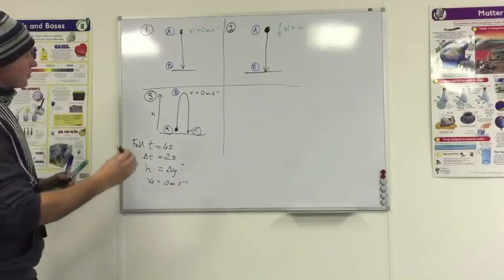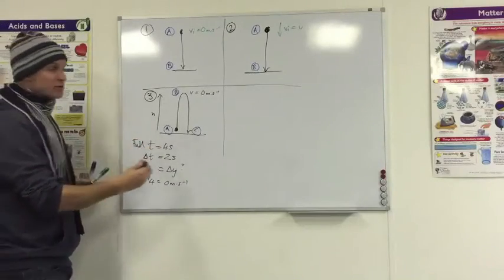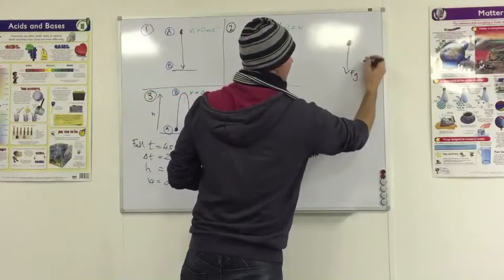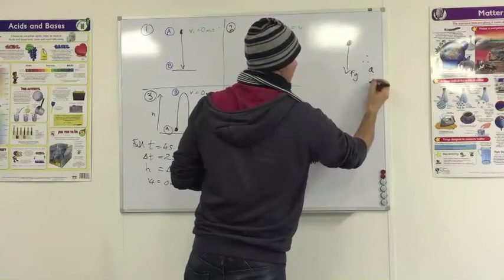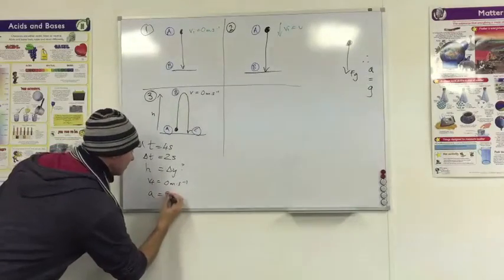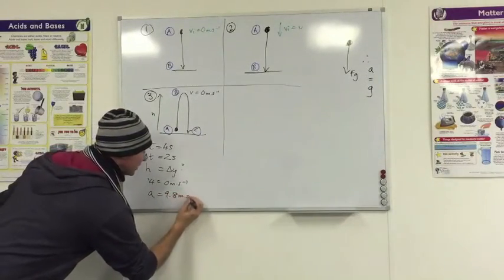And then the other thing that's always true for our free fall scenario, remember, only force acting on the object is gravity. Therefore, a is going to be equal to g. So our acceleration is going to be 9.8 meters per second squared.